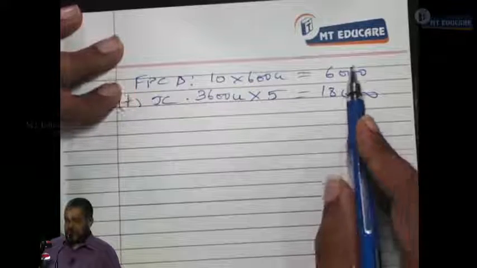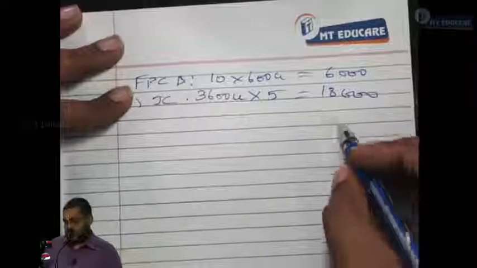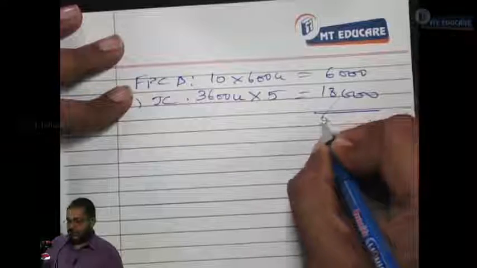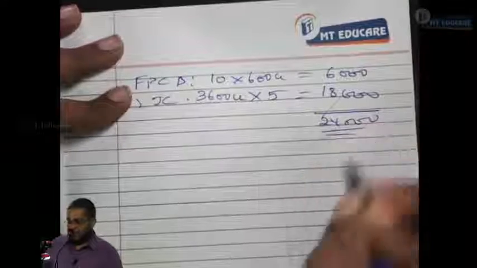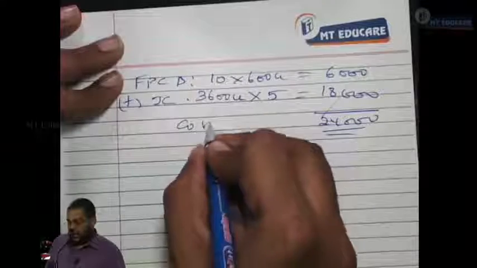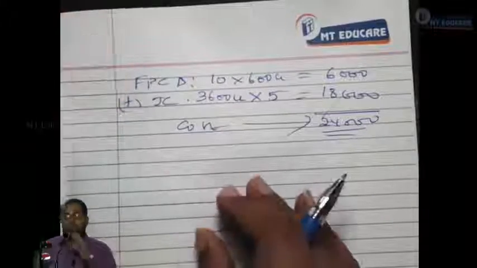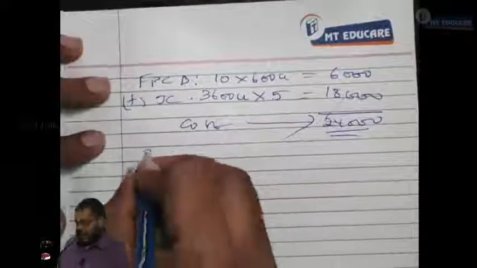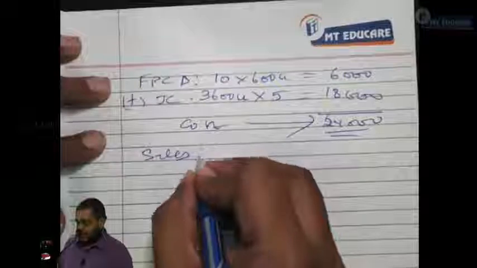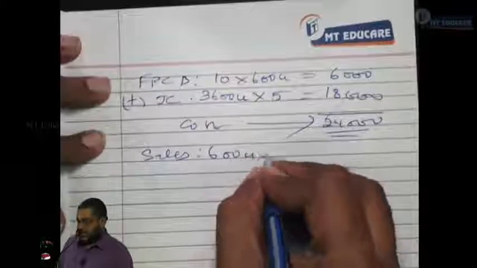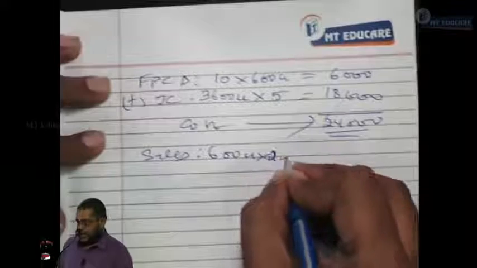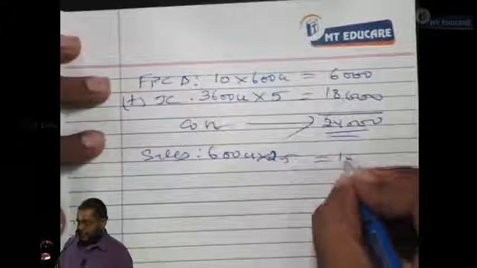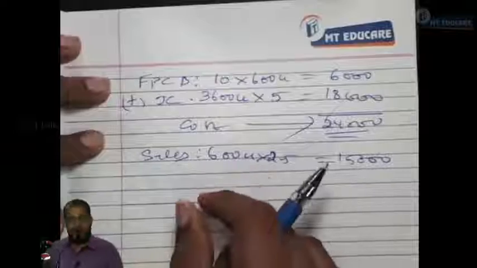So 18,000 rupees is the joint cost and 6,000 is what? Further processing cost of B. That means what is the total here? 24,000. Respond yes or no. The cost of 600 units is going to be how much here? 24,000. Now tell me what is the sales from B? I am going to sell 600 units at how much here? 25 rupees. What is the amount here? 15,000.